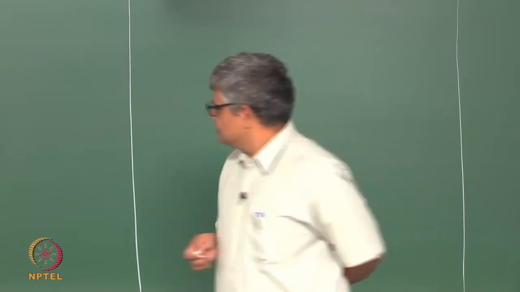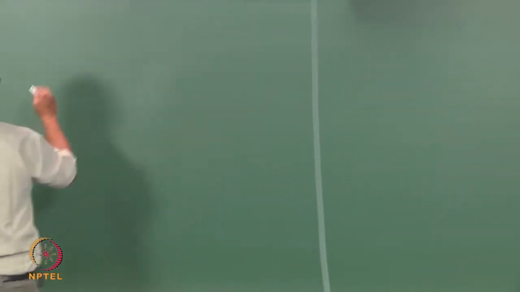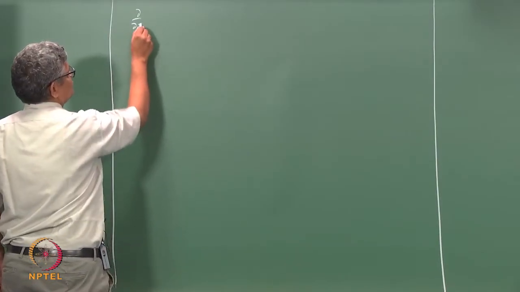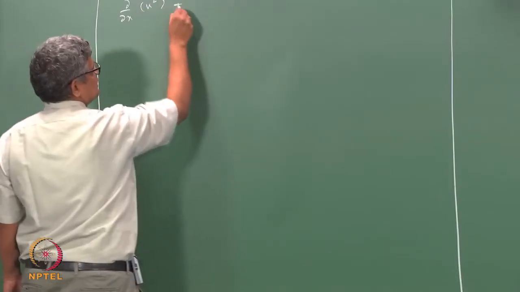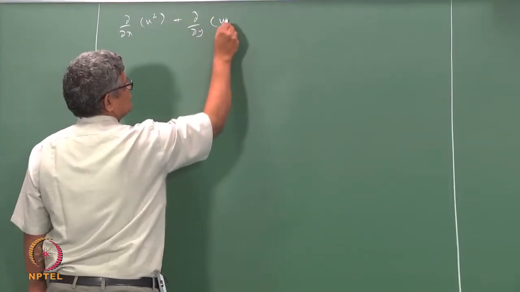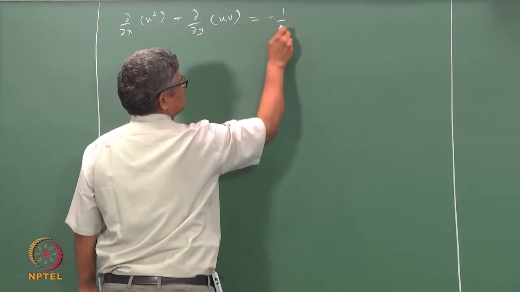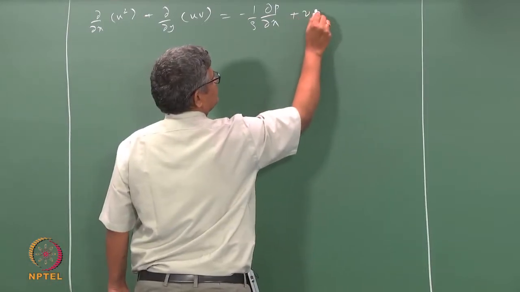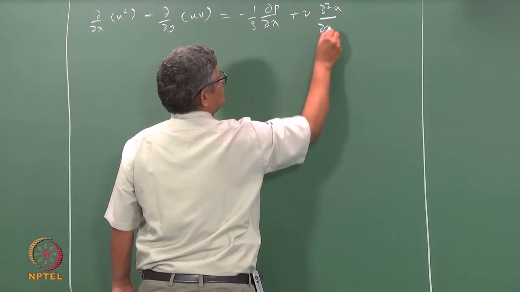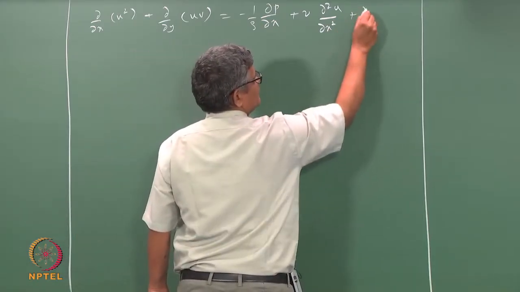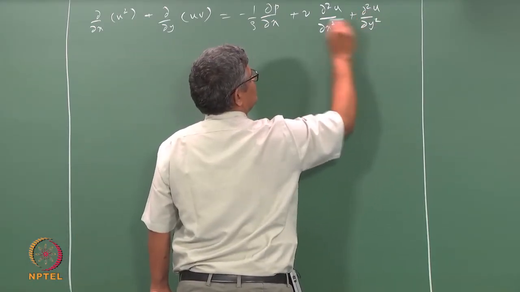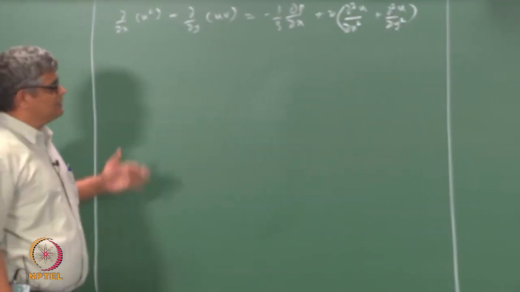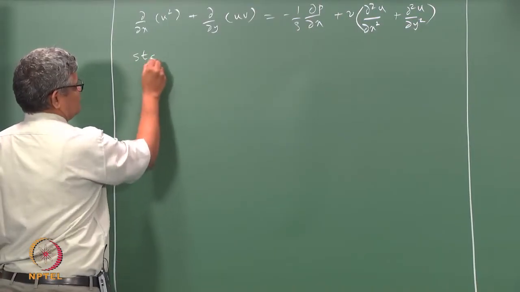So, we will start with the 2D form of the Navier-Stokes equation under steady flow conditions, which we can write as ∂/∂x of u² plus ∂/∂y of uv equal to minus 1 by rho ∂p/∂x plus nu times ∂²u/∂x² plus ∂²u/∂y². This is the governing equation, and we would like to discretize this on a staggered grid.